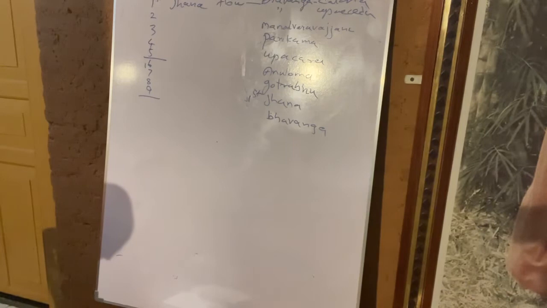Now there is an explanation. The sublime javanas for a beginner during the first absorption and the direct knowledge javanas always run only once, then comes subsidence into the life continuum. When first jhana arises on the first occasion, it is only one mind moment, and then you come back to the bhavanga.